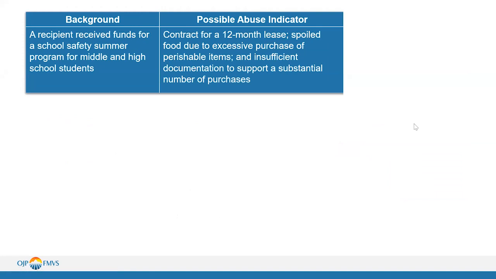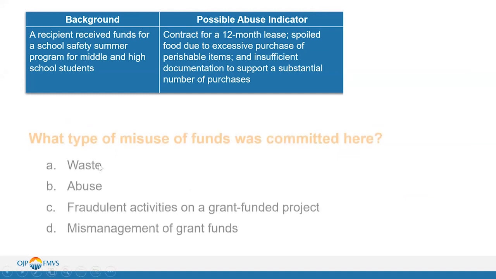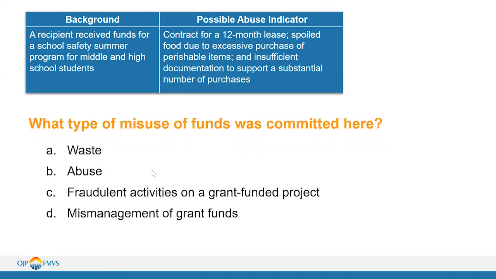All right. A recipient received funds for a school safety summer program for middle and high school students. Possible abuse indicator: contract for a 12-month lease, spoiled food due to excessive purchase of perishable items, and insufficient documentation to support a substantial number of purchases. What type of misuse of funds was committed here?